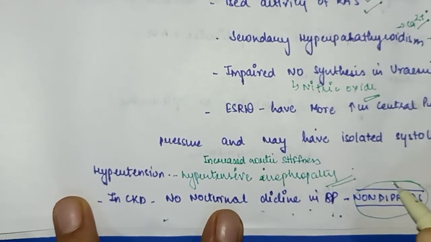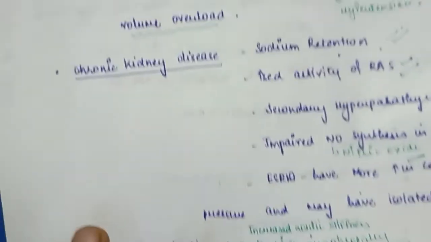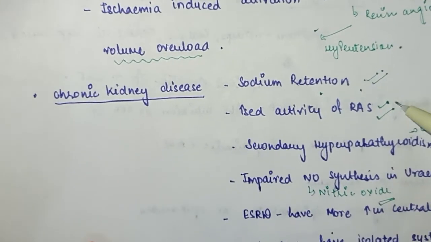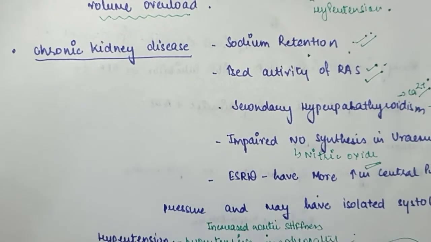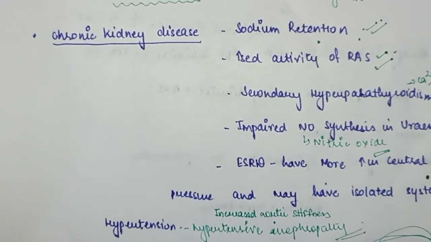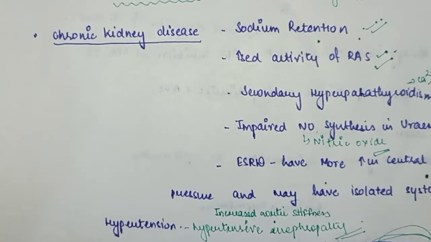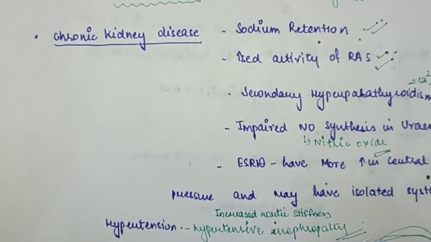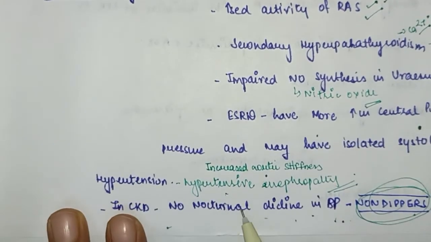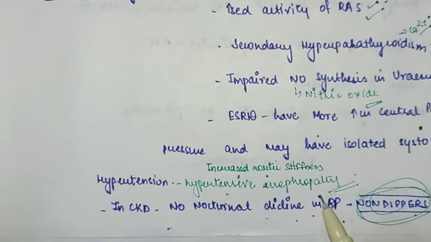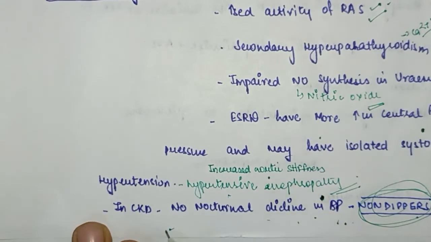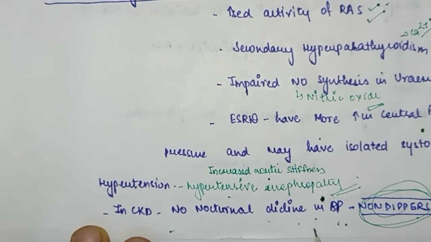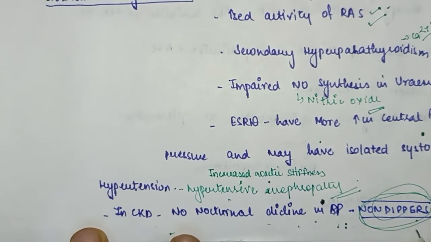So in CKD patients, important causes of hypertension are sodium retention, increased activity of RAS, secondary hyperparathyroidism, and impaired nitric oxide synthesis in uremic patients. End stage renal disease patients have more central pulse pressure because of increased aortic stiffness, which can result in isolated systolic hypertension. Hypertension itself results in hypertensive nephropathy, which further aggravates the blood pressure and results in poor control of blood pressure. In CKD patients, there is no nocturnal decline in BP, so these patients are also known as non-dippers.